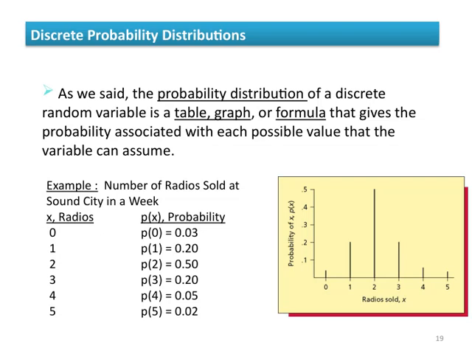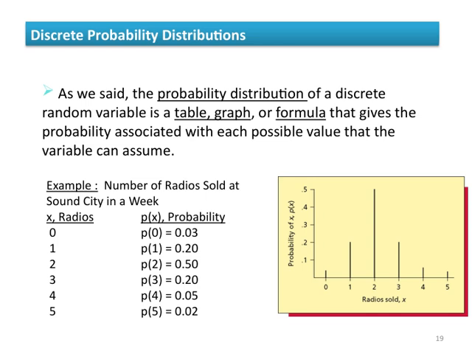Let's talk about discrete probability distributions. As we mentioned earlier, the probability distribution of a discrete random variable can be represented in different ways, such as a table, a graph, or a formula, that show the probability associated with each possible value the variable can take. In this example, we're looking at the number of radios sold at Sound City in a week.